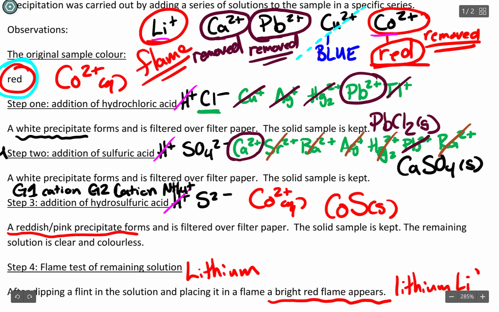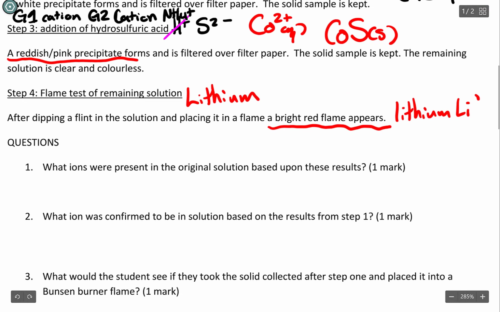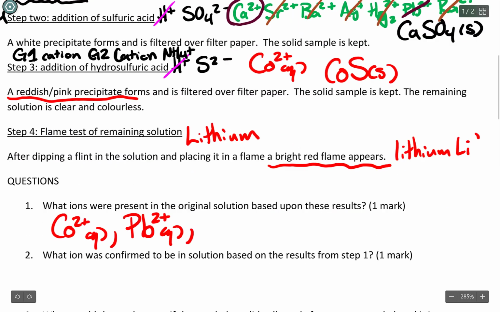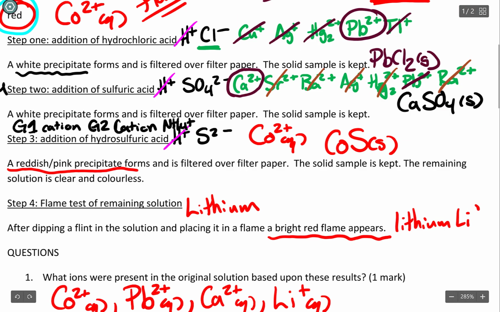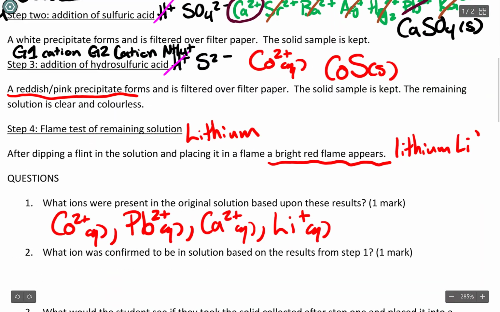All right, so now we're just going to answer a series of questions on this. So it says, what ions were present in the original solutions based on the results? Well, we know we have cobalt 2 plus because the solution color was red and it precipitated out in the end. We precipitated out the Pb2 plus with chloride. We precipitated out the calcium with sulfate. We did a flame test color and we know that there's lithium present. So we have everything but the copper 2.